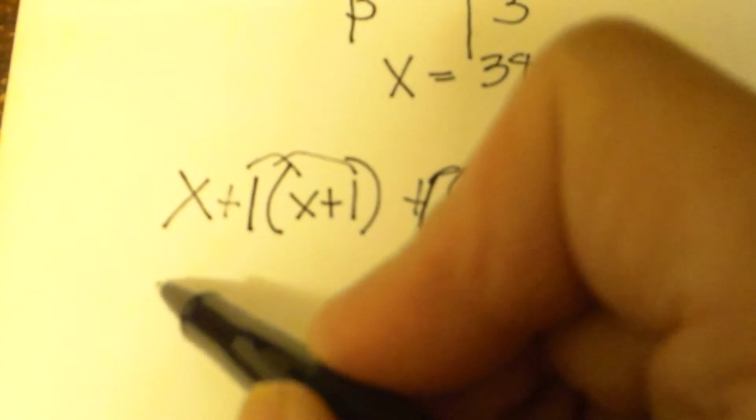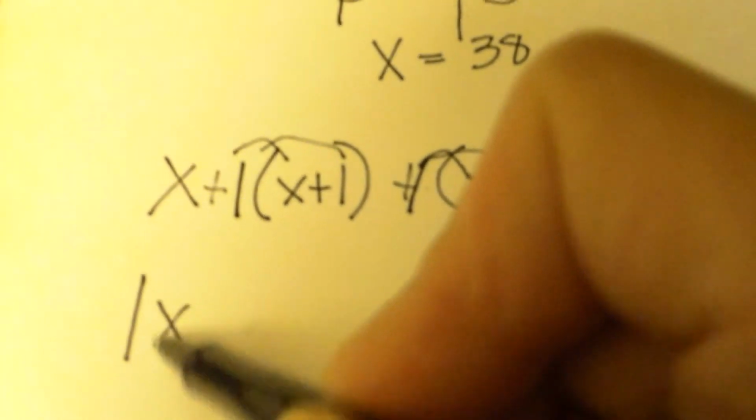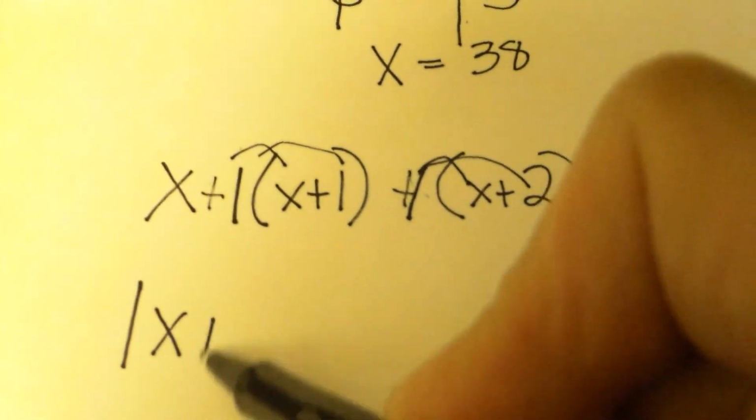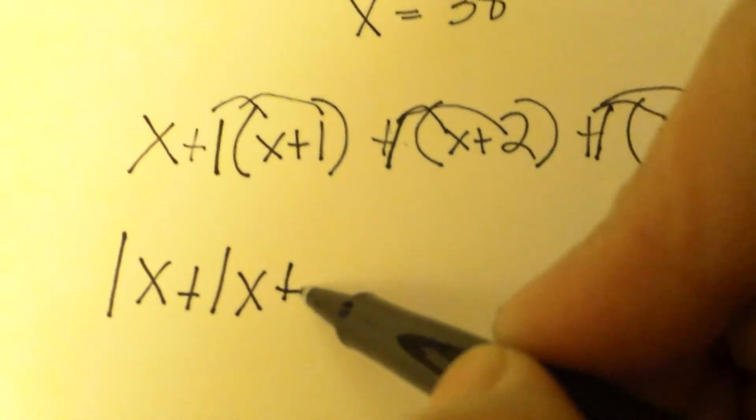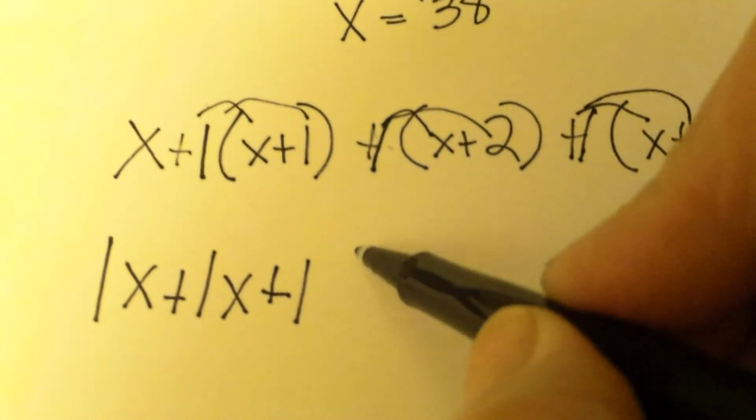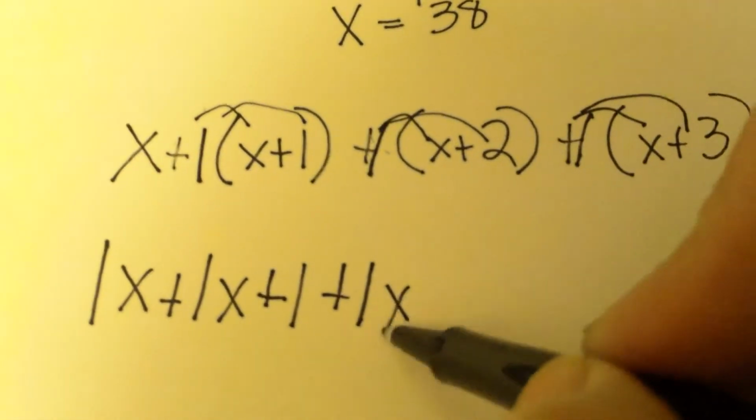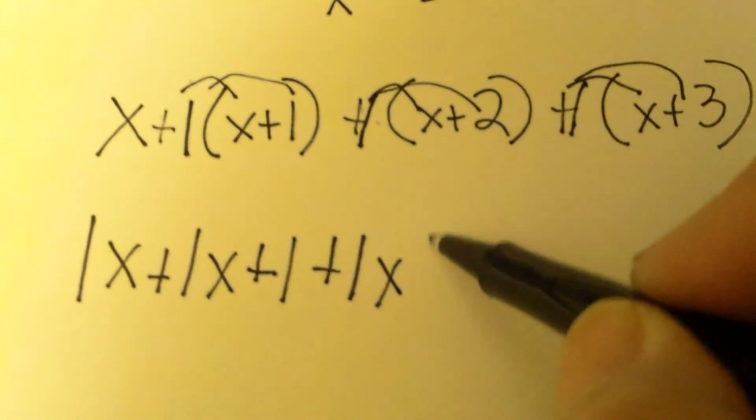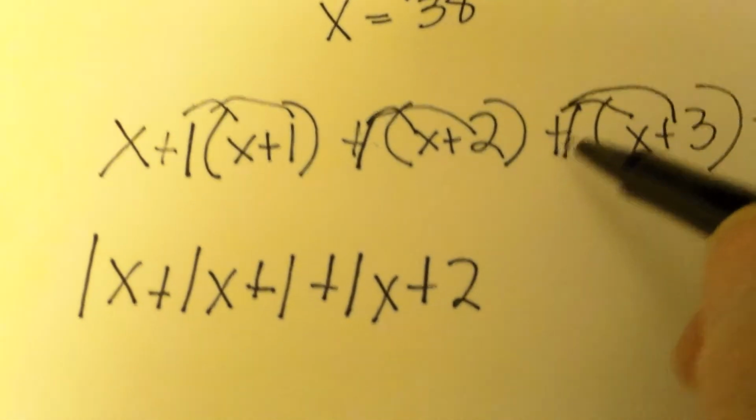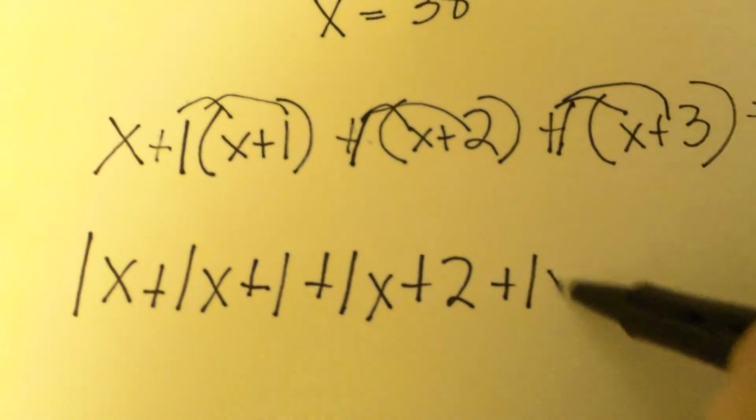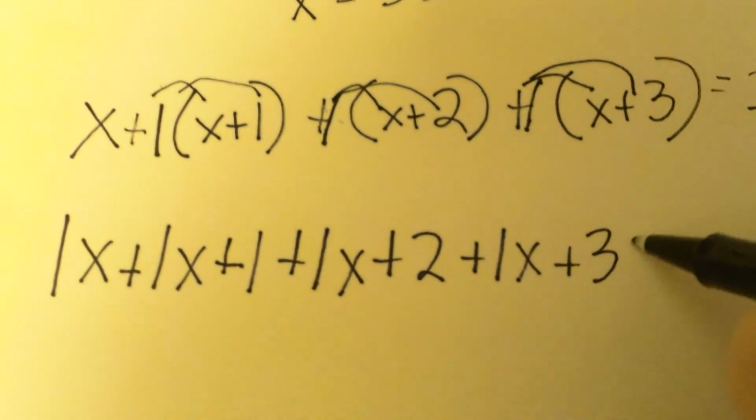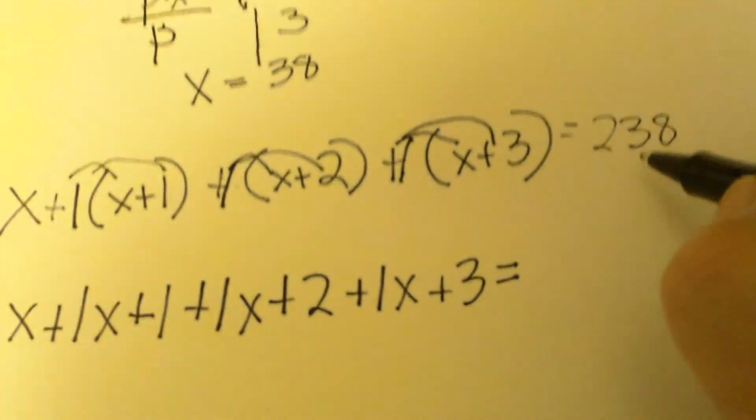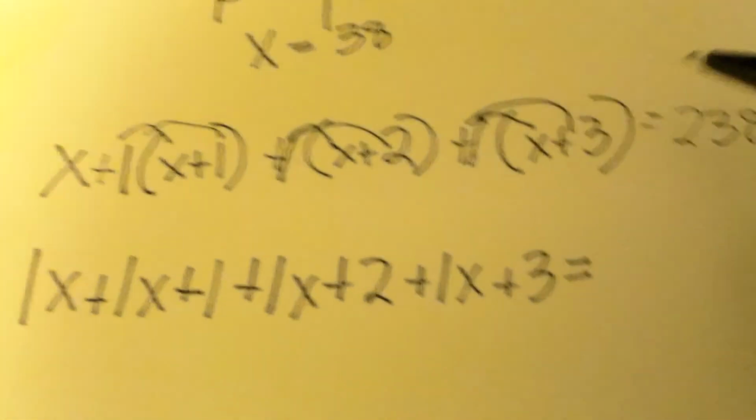I have my first x, and that's 1x. 1 times x is 1x. 1 times 1 is positive 1. 1 times x is positive 1x. 1 times 2 is positive 2. 1 times x is positive 1x. And 1 times 3 is positive 3. And that's equaling 238.